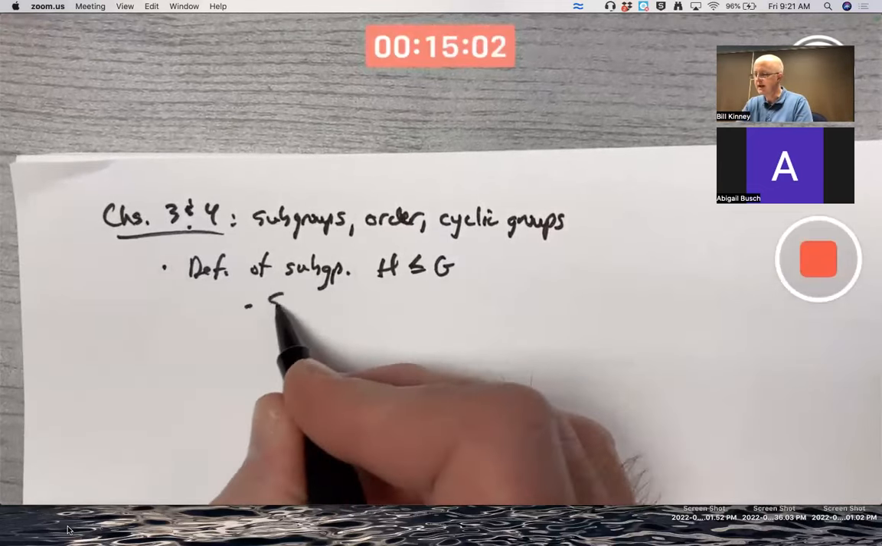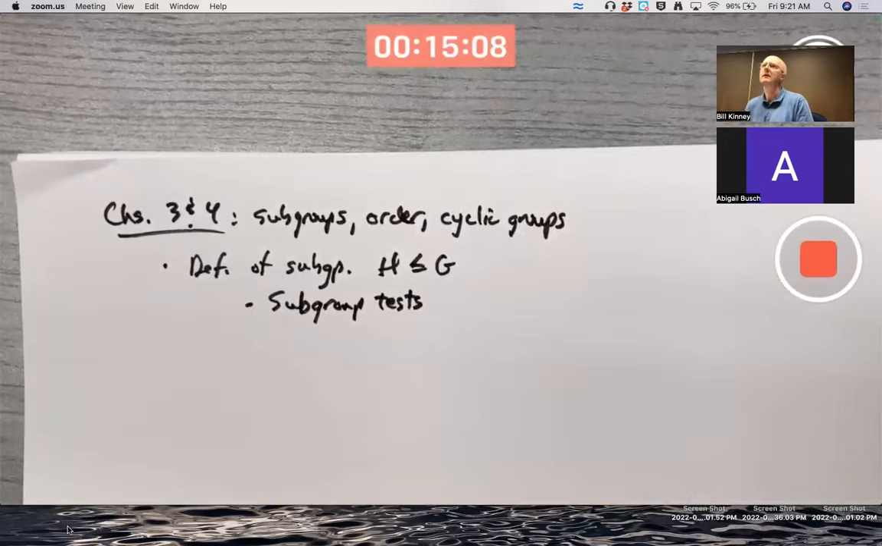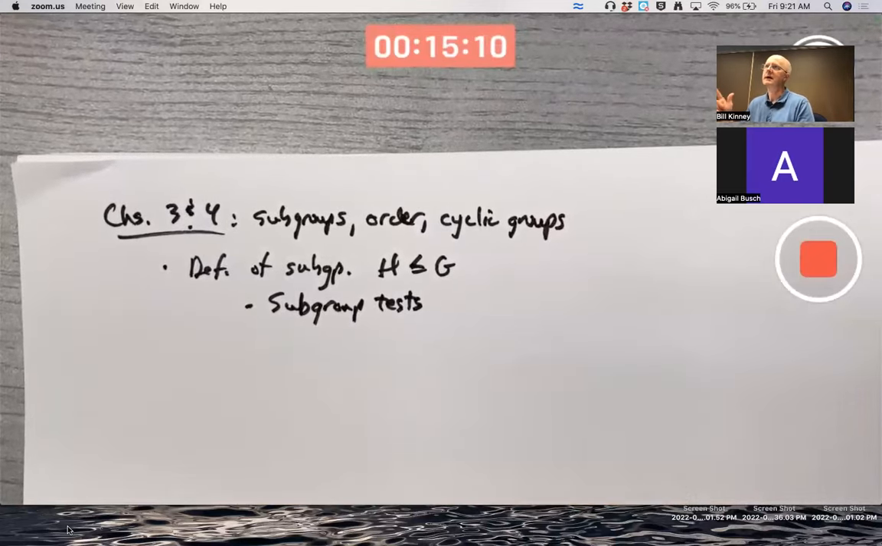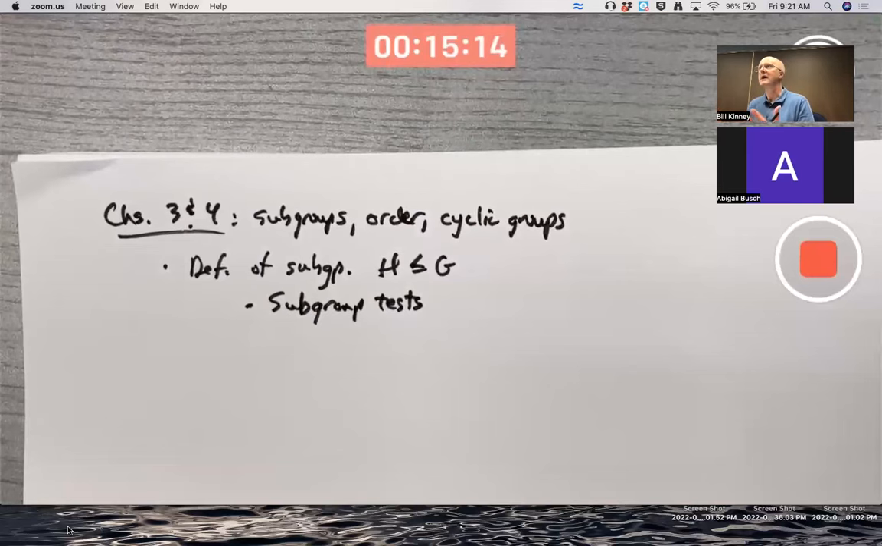Then we have the subgroup tests: the one-step subgroup test and the two-step subgroup test, which can always be used. There's also the finite subgroup test, which can only be used when you've got a finite group. For the finite subgroup test, all you have to verify is closure of H.